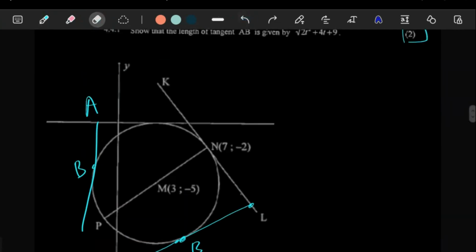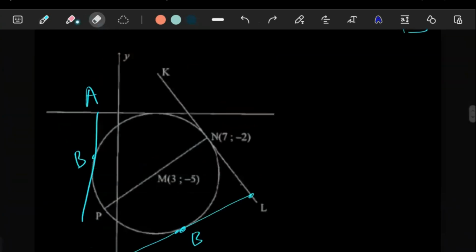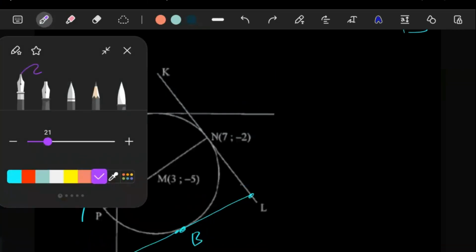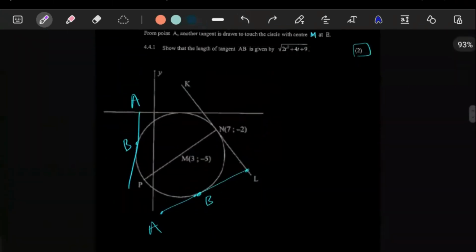So it doesn't matter what your tangent looks like. What matters is they're asking for the length of AB. Right? They said we should show that it's given by this equation. So fortunately, it doesn't matter what the value of A is going to be. The thing is, the A and the B are equal to each other. So if A and B are equal to each other, you have to remember that this is where you need to be strategic now.